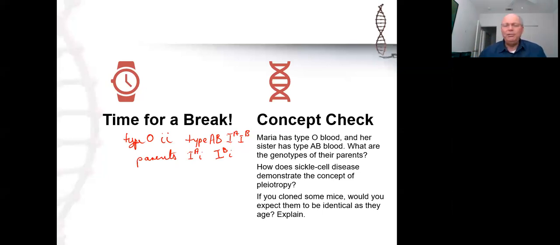And in fact, parents with those two blood types could produce children with all four blood types. So type O is possible, type AB is possible, so is type A, and so is type B.